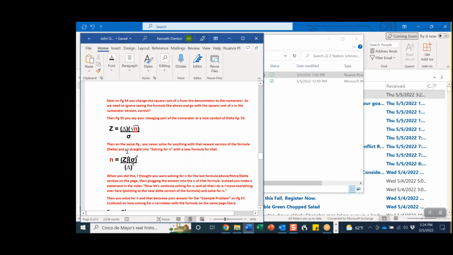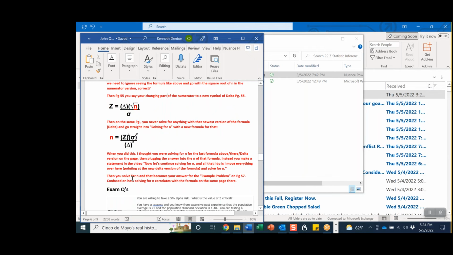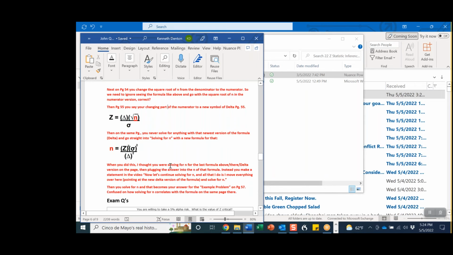Then you're going to take the answer that you got from solving for n and plug it into this delta formula. But instead, you make a statement in the video: now let's continue solving for n. And all that I do is I move everything over here, and then you point out the delta solution, and then solve for n. Then that becomes your answer for the example problem just below that on 57. So I'm confused on how solving for n correlates with the formula on that same page. It doesn't sound like it does, but I didn't know if there was something I missed.